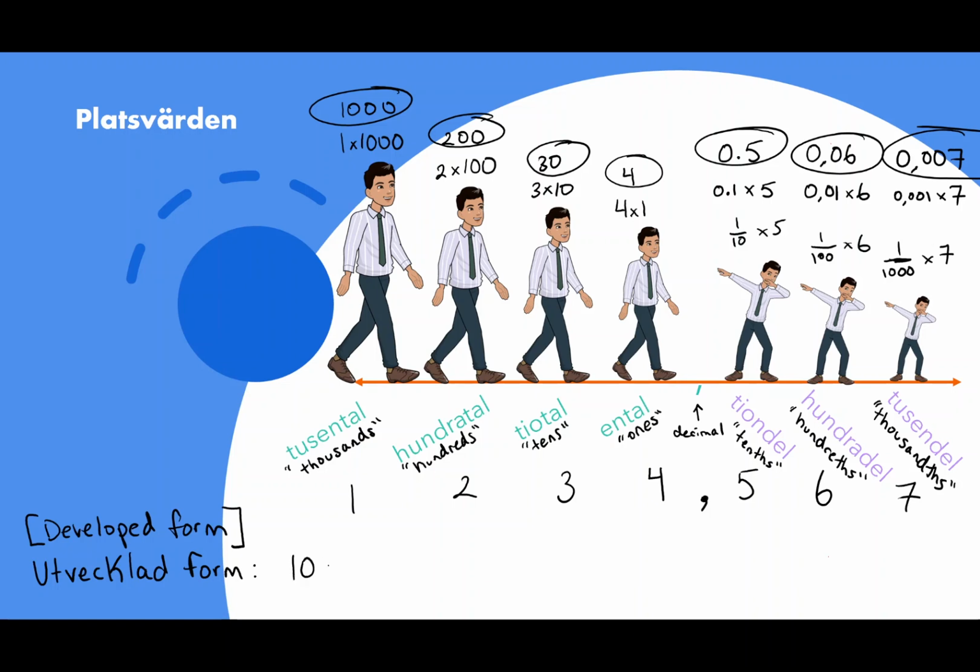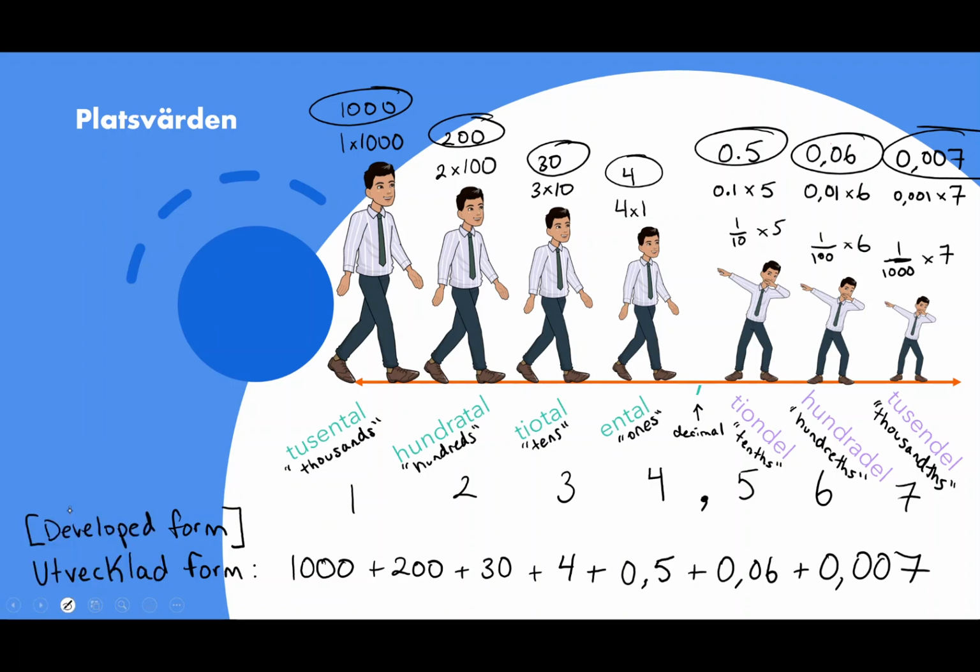So let's take our first number here: 1000 plus 200 plus 30 plus 4 plus 0.5 plus 0.06 plus 0.007. And the answer we should get is 1234.567. This is platsvärden in utvecklad form.